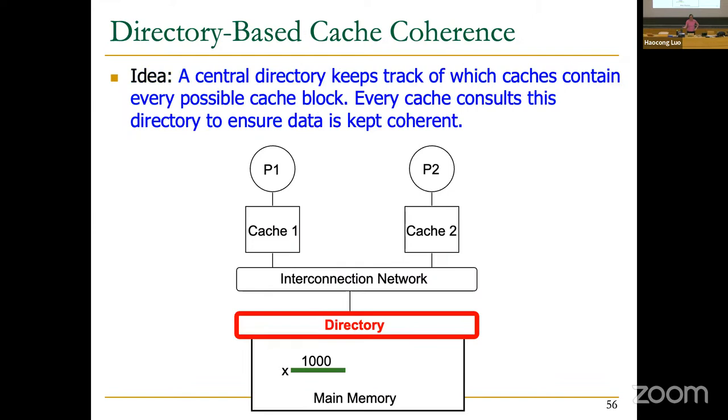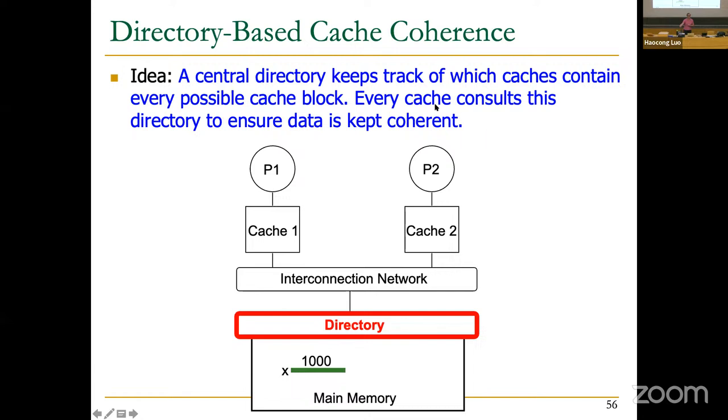We'll not go into a lot of detail, but I have to cover this because modern protocols are a combination of both. They're both broadcast-based, but they're also directory-based. So the idea in the directory is to have a middleman arbitrate updates to a cache block or requests to a cache block. And that middleman is called the directory. That middleman is logically centralized. But of course, if you want to scale a system, you don't want centralized components. So that middleman is usually physically distributed across different memories, but we're not going to talk about that. Essentially, imagine a central directory that keeps track of which caches contain every possible cache block. Every cache, before doing something to the cache block, consults this directory and asks for permission.